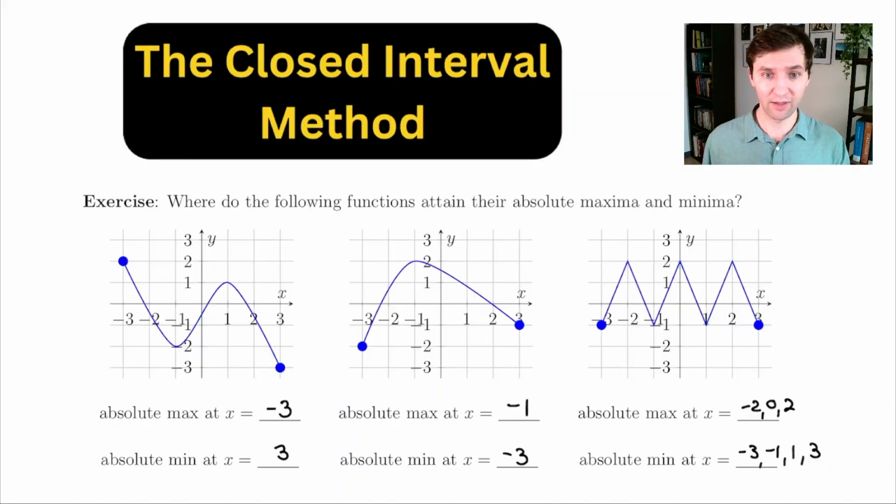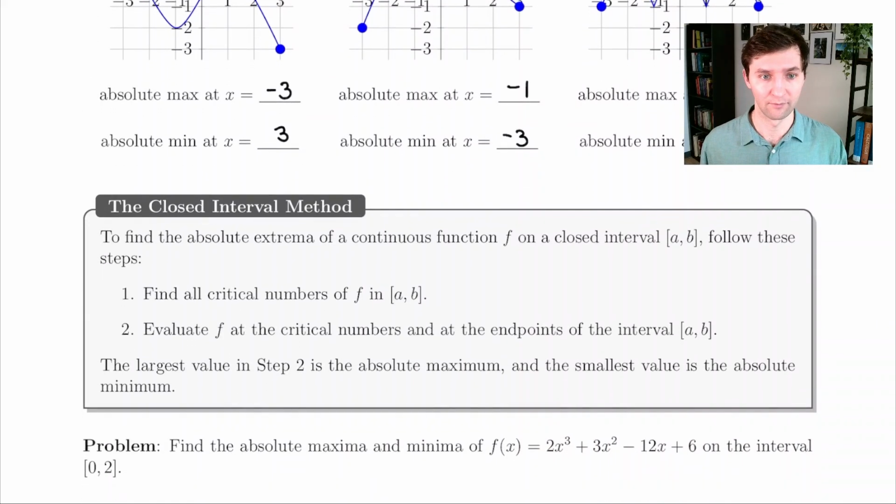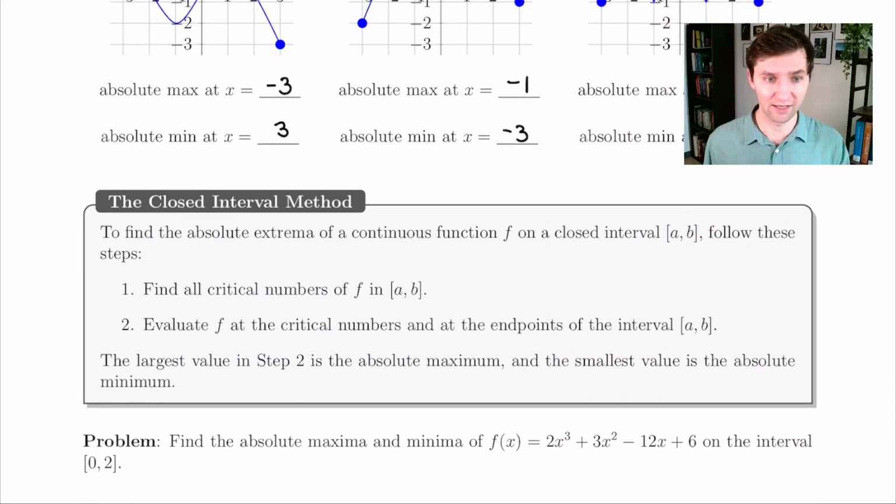Closed interval method uses the fact that continuous functions on closed intervals can attain their absolute maxima and absolute minima at only 2 different types of points, at the endpoint of the interval or at critical numbers. The closed interval method says that if you want to find absolute extrema of a continuous function on a closed interval AB, you need to follow 2 steps.